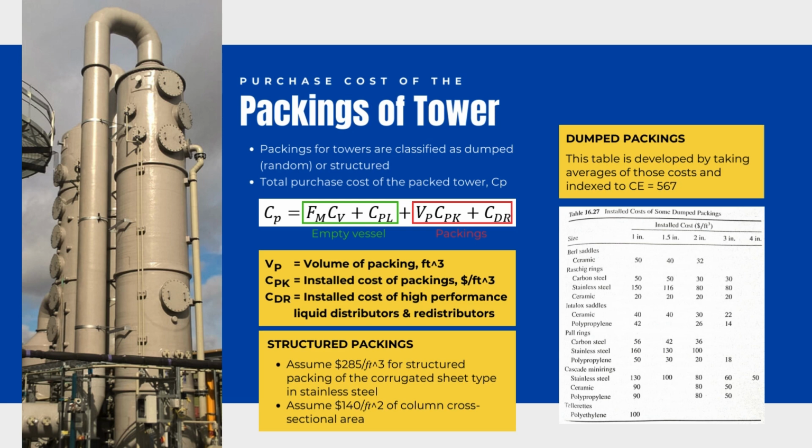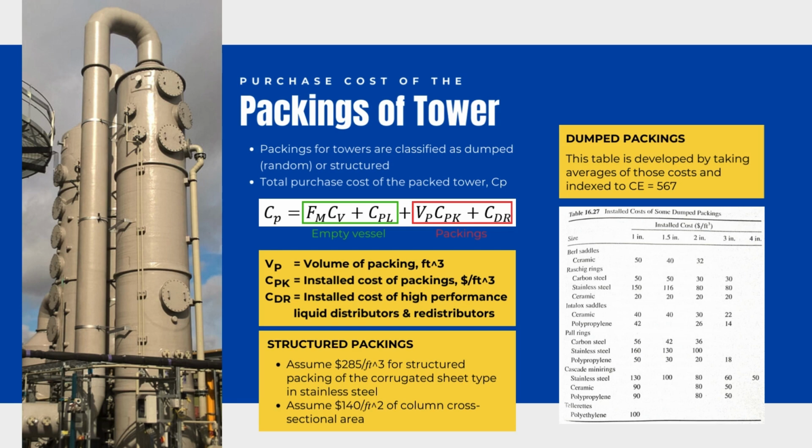Compared to dump packing and trays, structured packings offer reduced pressure drop, higher stage efficiency in terms of reduced height equivalent to a theoretical stage, HETS, and capacity in terms of reduced diameter. However, they are more expensive in dollars per cubic foot of packing and are not normally available in carbon steel. Accordingly, installed costs of structured packings are not widely available. In the absence of a vendor quote and for a very approximate estimate, the installed cost of structured packing of the corrugated sheet type in stainless steel can be taken as $285 per cubic foot.